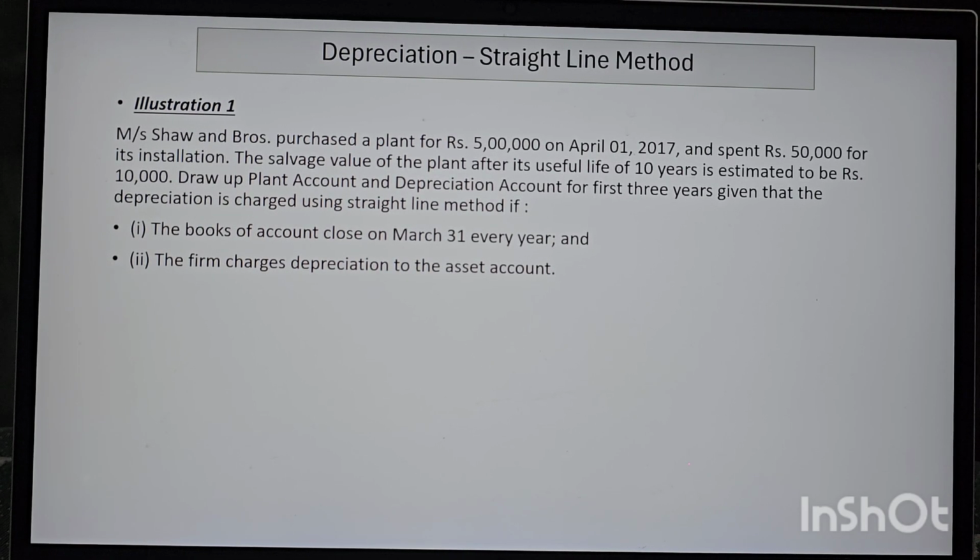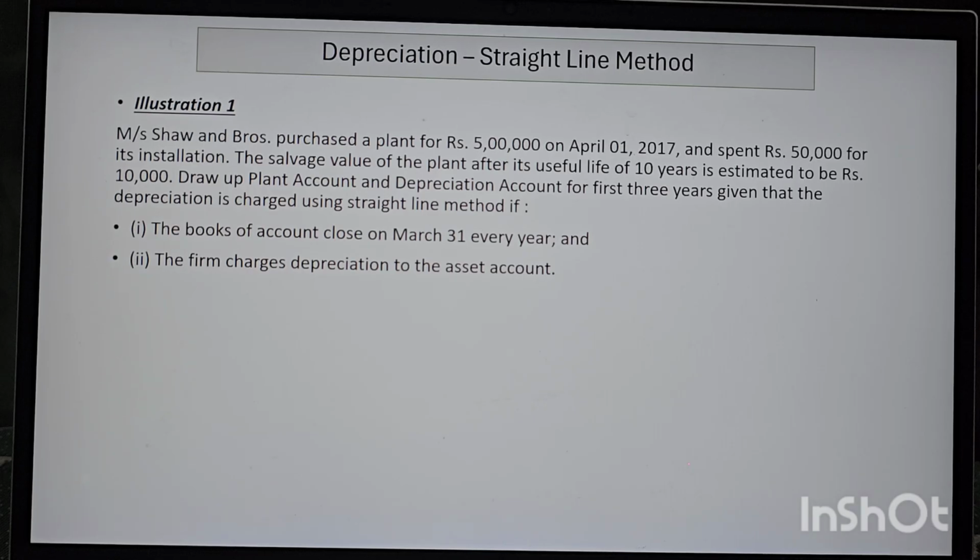So today we will learn about the straight line method of depreciation. It's a continuation of the last class, where we studied the theoretical part of the depreciation chapter. So today we will start with one sum on the straight line method of depreciation. So let's go with the illustration.